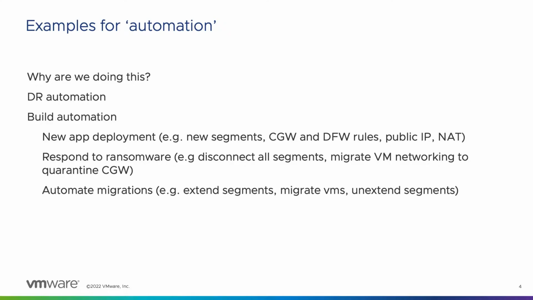Once you've got your migration waves built, you can utilize the HCX API to extend the network, migrate the VMs, and then unextend the network. Or something along those lines. So these are the things that I thought through, and use cases for why automation would be useful to you.